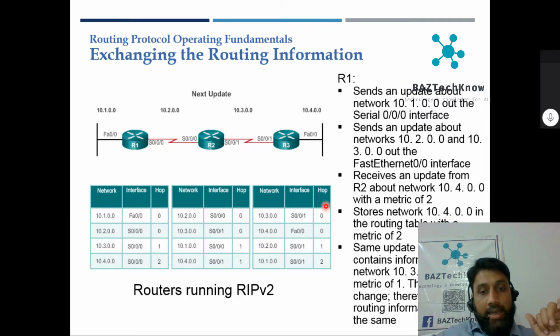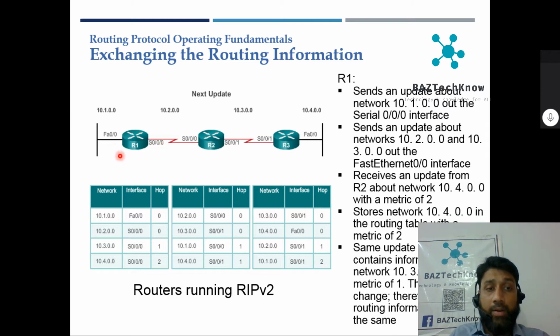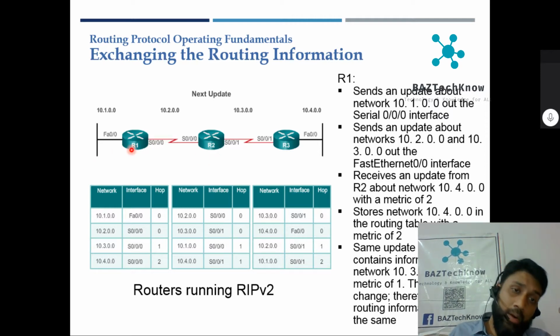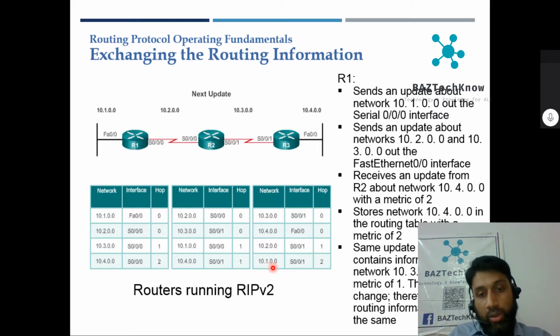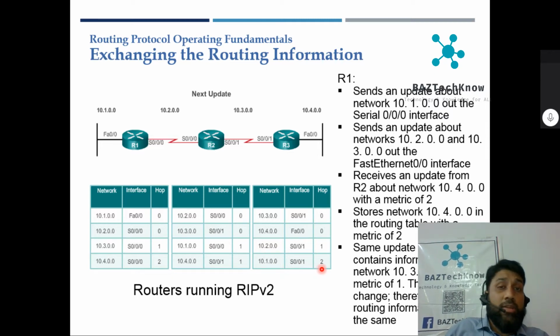For example, in this case, or you can say in the third step, the R3 router doesn't know the LAN IP of 10.1.0.0, which is connected with the R1, but he already got this information from R2. R2 has got that information from R1, so he writes 10.1.0.0 is coming from this interface, but the hop is two. It means it's not the information which is connected with my peer. It is coming from some other router, but my peer is sending it to me.